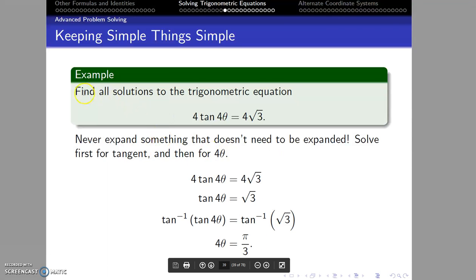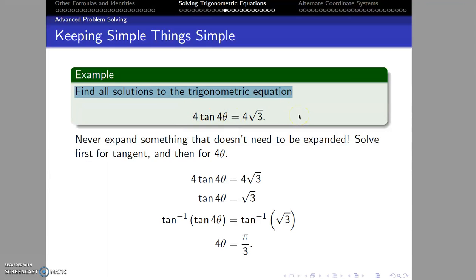Spoilers ahead, right? Finding all solutions to this equation, 4 tangent 4 theta equals 4 root 3. What do we need to find? That is a question that we have to ask ourselves and then answer. You see, I need theta so that tangent of 4 theta, when multiplied by 4, gives me 4 root 3. Hopefully that happens, and the only way to know for sure is to find theta using algebra techniques.